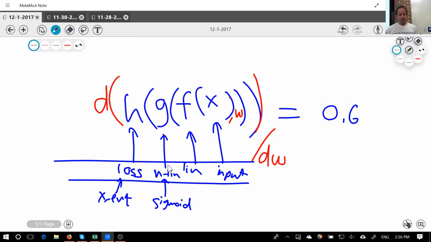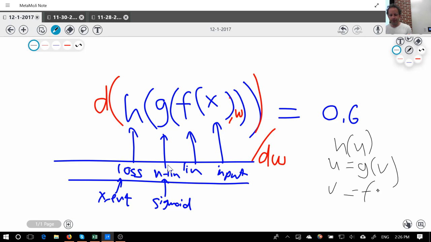To do that, we basically just do the chain rule. So we say that this is equal to h of u, and u equals g of v, and v equals f of x. So we can just rewrite it like that, right? And then we can do the chain rule. So the derivative is h dash u by g dash v by f dash x. Happy with all that so far?